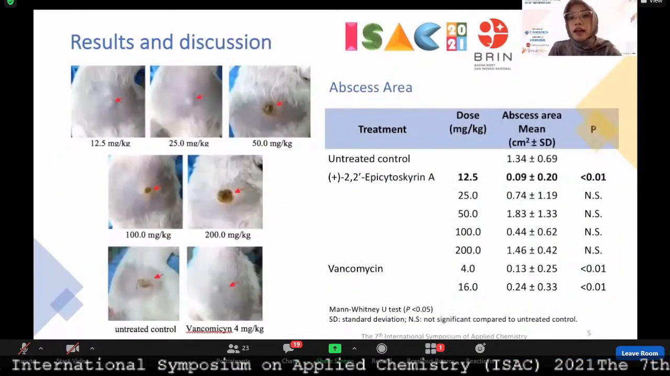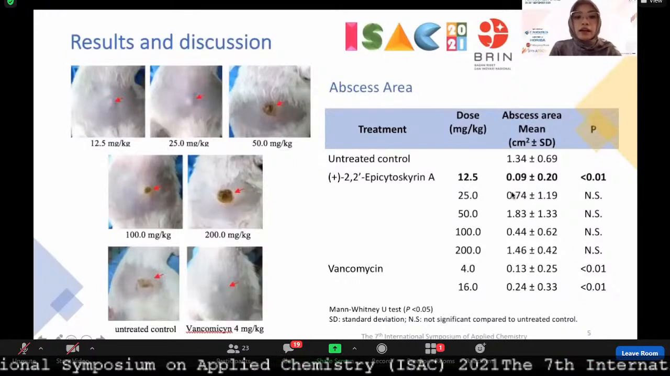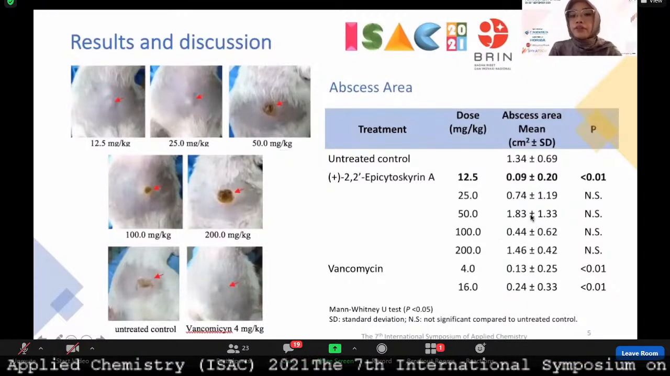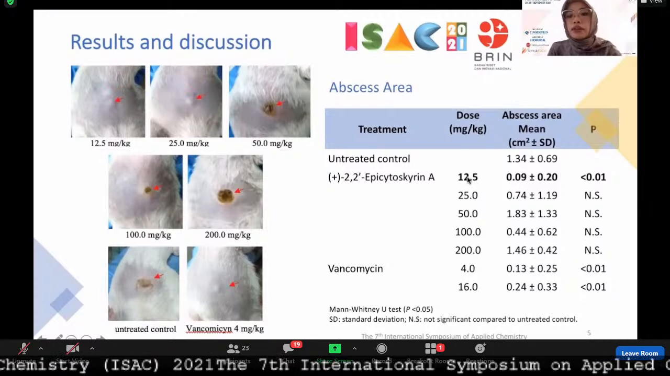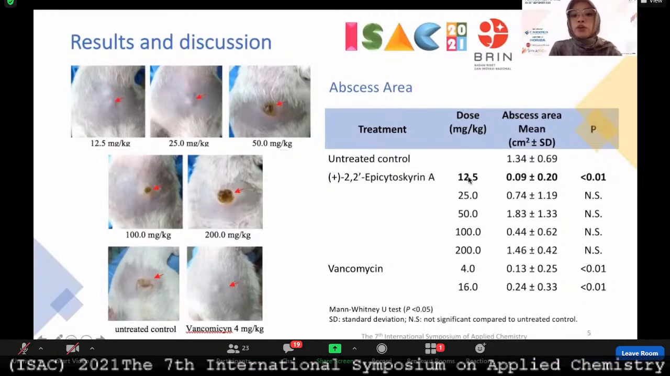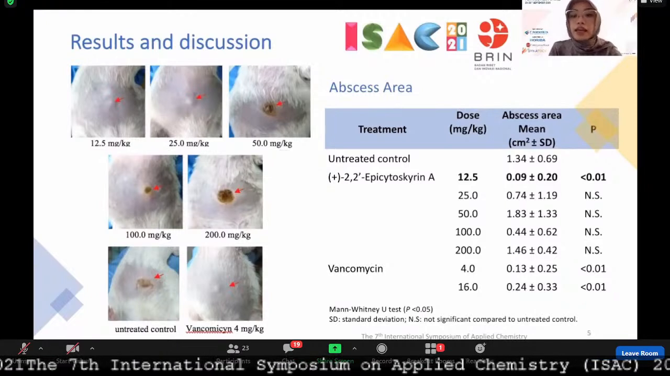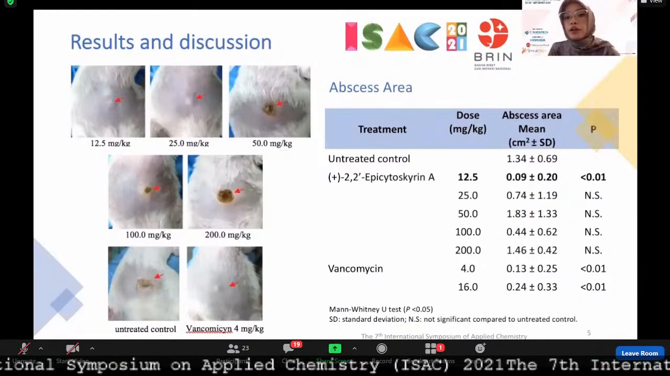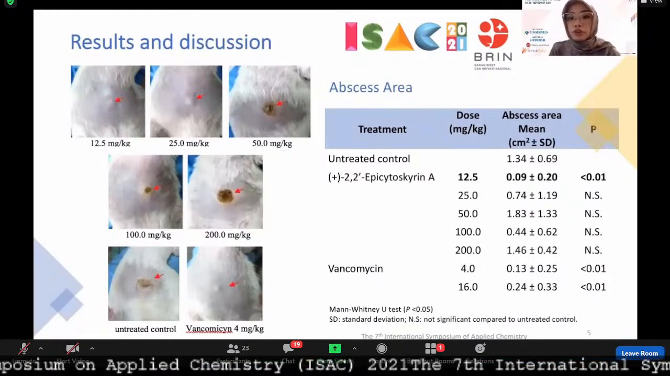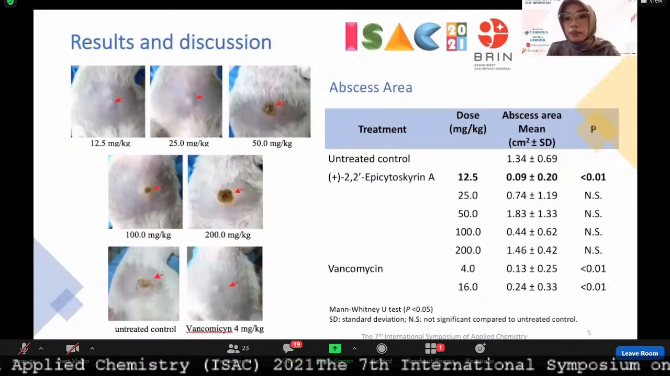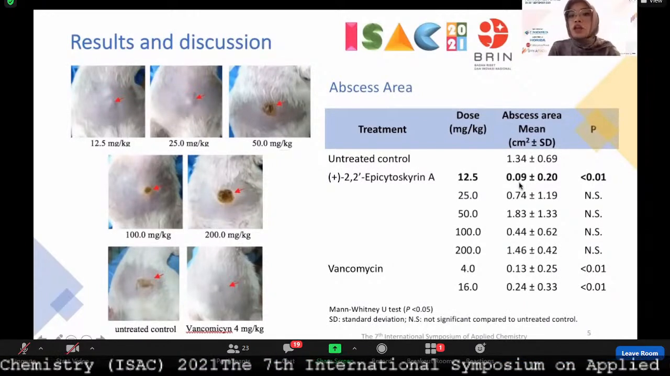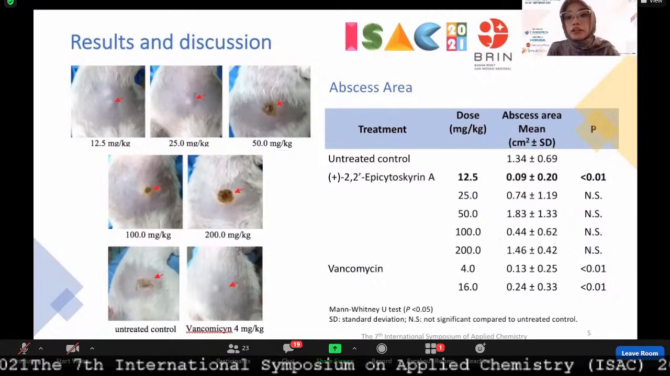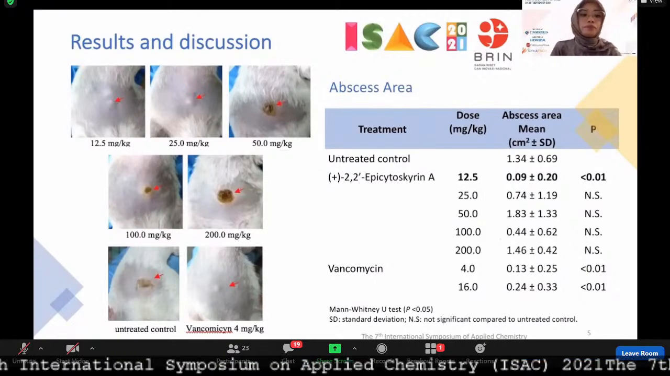So this is the result. And as we can see here, at the higher dose of epistoschirin A, the abscess area was bigger rather than smaller. And at the dose of 12.5 milligram per kilogram body weight of epistoschirin A, the abscess area was smaller than the higher doses and comparable to the vancomycin groups, which were the positive control. And as you can see here, the abscess area of epistoschirin A 12.5 milligram per kilogram body weight was significantly smaller than the untreated control.